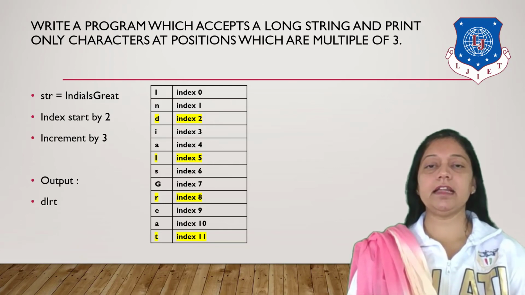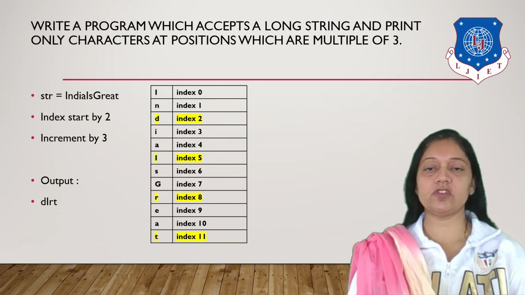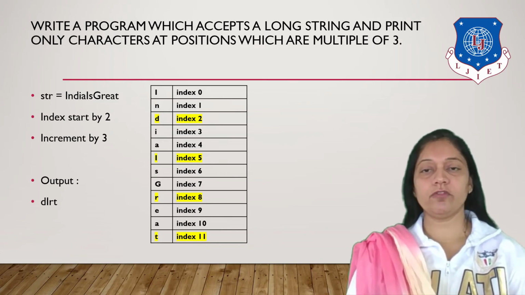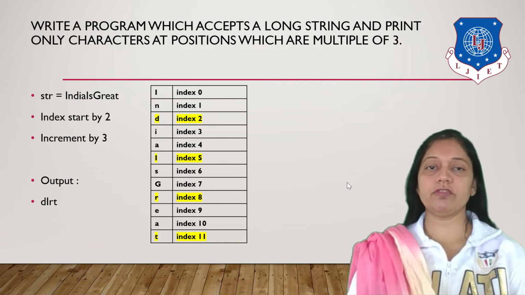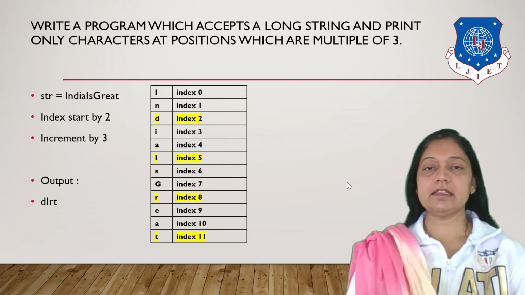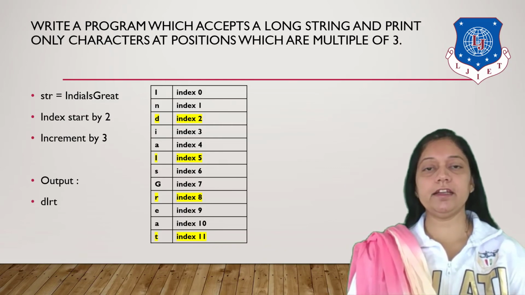Then I'll increment the index from 2 to 5, so I'll have the character I printed, and so on. So every third character of your string should be printed. You need to take a loop because you are going to display a number of different characters. The starting index will be equal to 2, and you need to increment it by 3 because you want to display every third element. If you want to display every fourth element, increment it by 4 and start the index at 3.